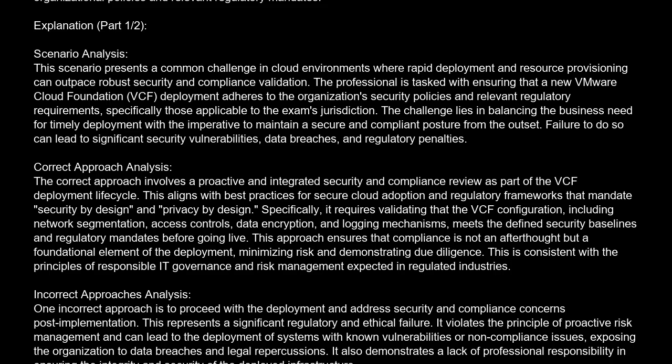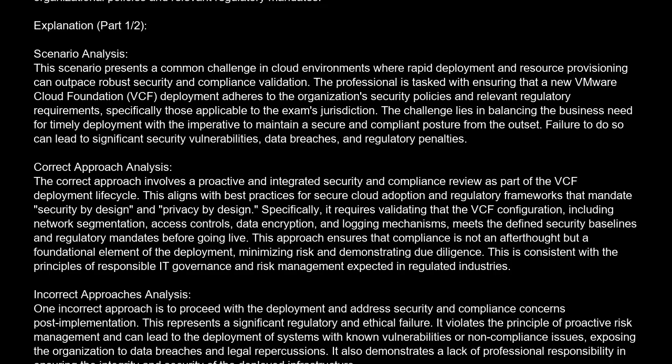Explanation: scenario analysis. This scenario presents a common challenge in cloud environments where rapid deployment and resource provisioning can outpace robust security and compliance validation. The professional is tasked with ensuring that a new VMware Cloud Foundation (VCF) deployment adheres to the organization's security policies and relevant regulatory requirements, specifically those applicable to the exam's jurisdiction. The challenge lies in balancing the business need for timely deployment with the imperative to maintain a secure and compliant posture from the outset. Failure to do so can lead to significant security vulnerabilities, data breaches, and regulatory penalties.